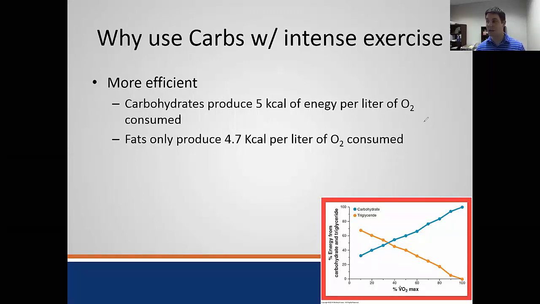So if we don't have much oxygen, this is going to give us our best bang for our buck, whereas fats only produce 4.7 calories per liter of oxygen consumed. Right? So carbohydrates are more efficient. We produce more ATP for every liter of oxygen that we consume. Your body's saying, we need to make as much ATP as we can from the limited amount of oxygen we have. If we are limited in the amount of oxygen, you're going to pick carbohydrates every time because of that reason.